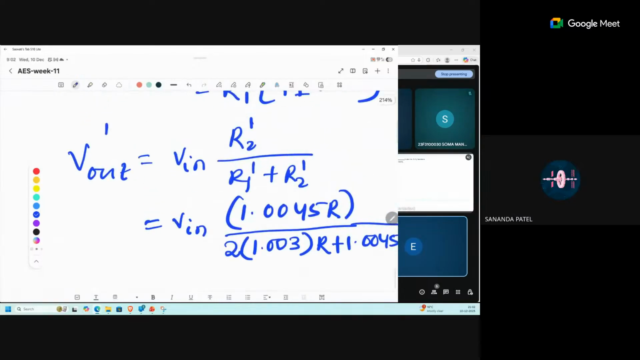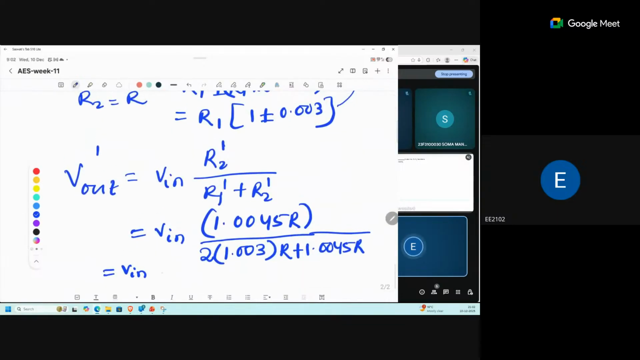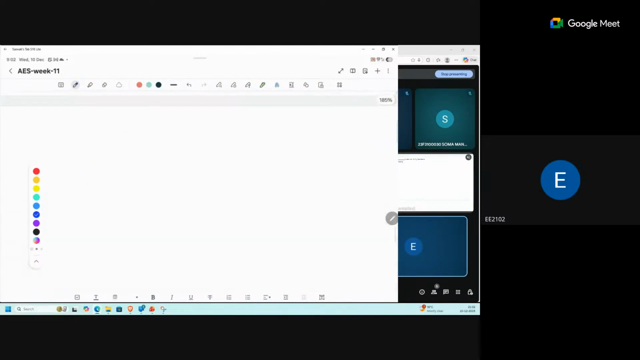Yes, ma'am. So from here, then you tell me how can I write V out? This R will be cancelled out. You can take common from the denominator, you can cancel out. Then you are finally getting 1.0045 over 2 multiplied with 1.003 plus 1.0045. You tell me now finally how much you are getting.